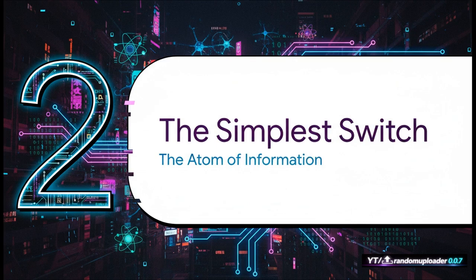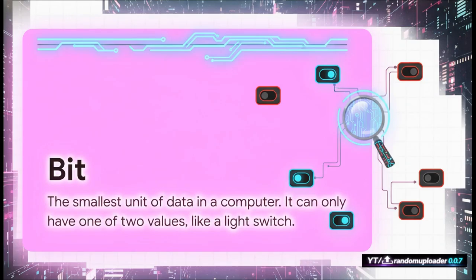So to really get this language, we've got to start small, like really small. We need to look at the absolute basic building block. You could call it the atom of information. And that atom is called a bit. Just think of it like a simple light switch. It can be on or it can be off. That's it. There's no dimmer, no in between. It is the absolute simplest piece of information you can possibly imagine.